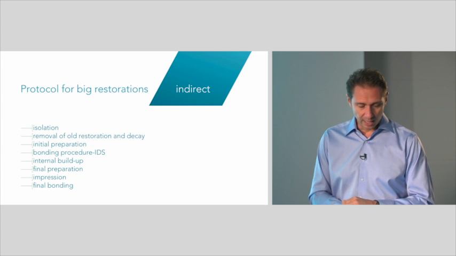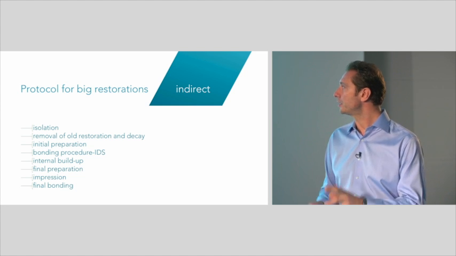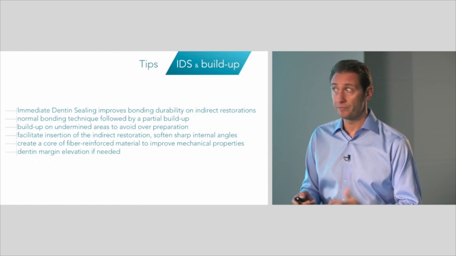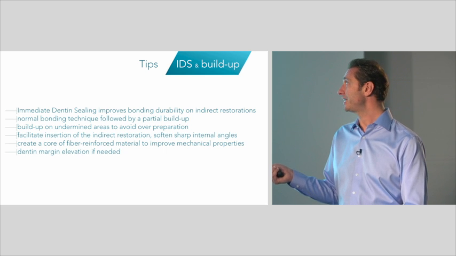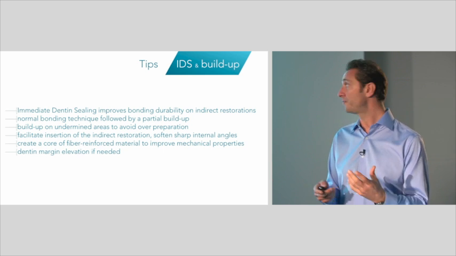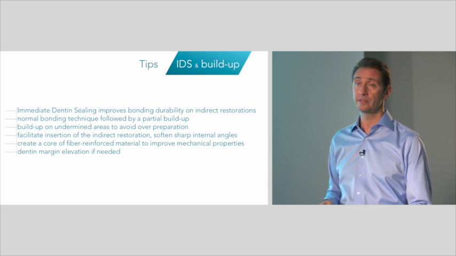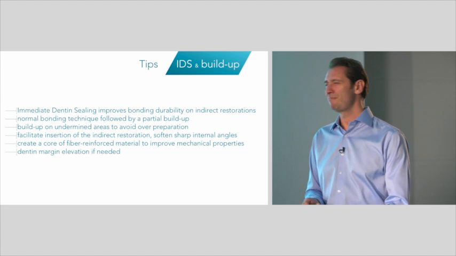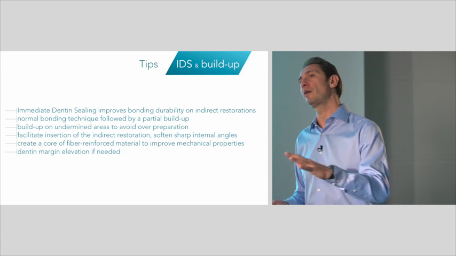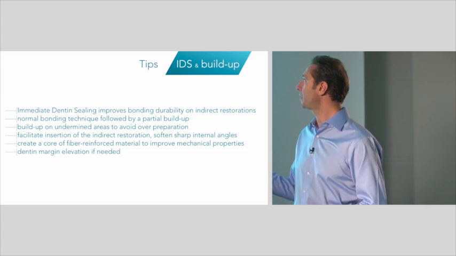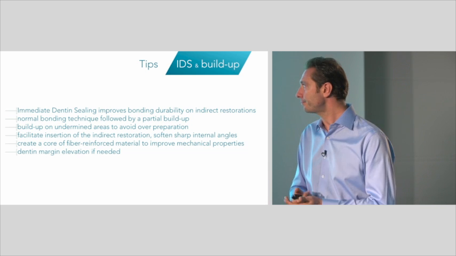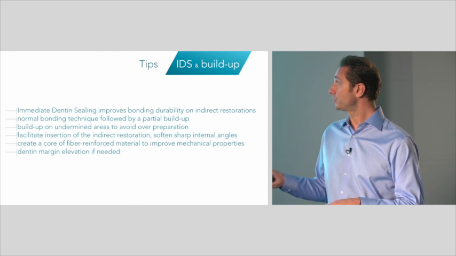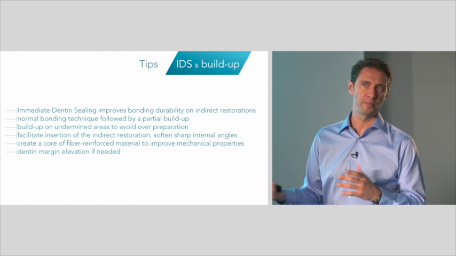So let's get a little deeper into the tips that we can give you here. We want immediate dentin sealing because it improves the final bonding durability on the indirect restorations. It's known for ages, once again. In fact, what is it? It's like a normal bonding procedure followed by a partial buildup. Then undermined areas should be built up so that you can avoid over-preparation.